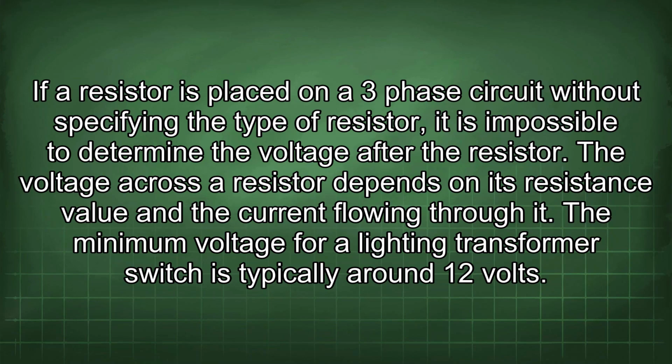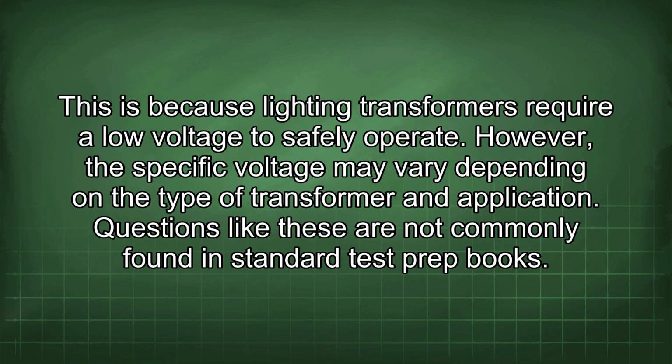For resistors placed on a three-phase circuit without specifying the type of resistor, it is impossible to determine the voltage after the resistor. The voltage across a resistor depends on its resistance value and the current flowing through it. The minimum voltage for a lighting transformer switch is typically around 12 volts. This is because lighting transformers require a low voltage to safely operate. However, the specific voltage may vary depending on the type of transformer and application.